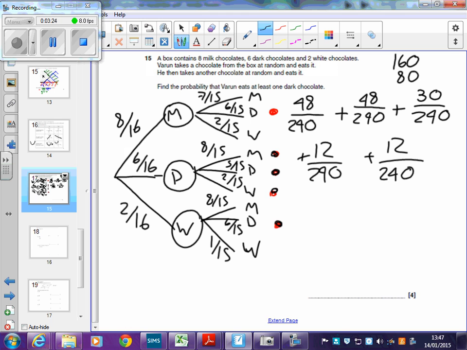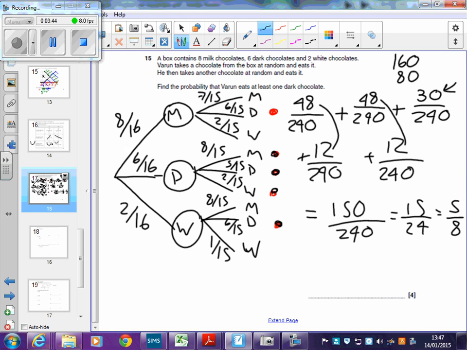I can add them all up because they're already over a common denominator, and like I said, that's why we didn't want to cancel down as we went. 48 and 12 is 60, 48 and another 12 is 60, so that's 120, plus that 30 is 150. So that becomes 150 over 240, which is 15 over 24, which you can divide by 3 to give 5 over 8. So the probability is 5/8.